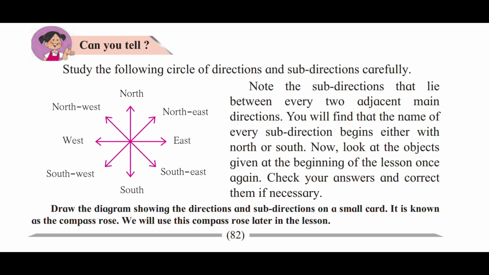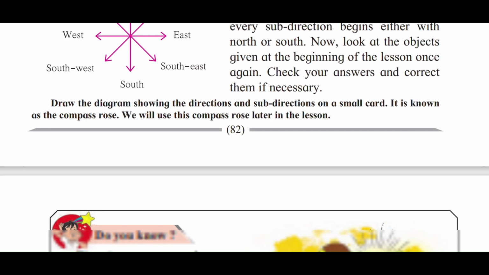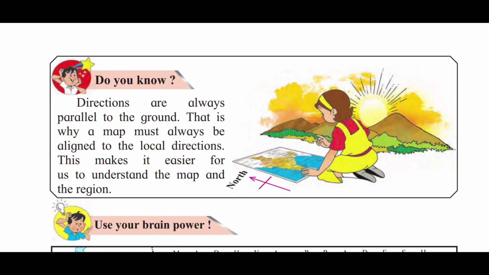Draw the diagram showing the directions and subdirections on a small card. It is known as the compass rose. We will use this compass rose later in the lesson. Page number 83. Do you know directions are always parallel to the ground?